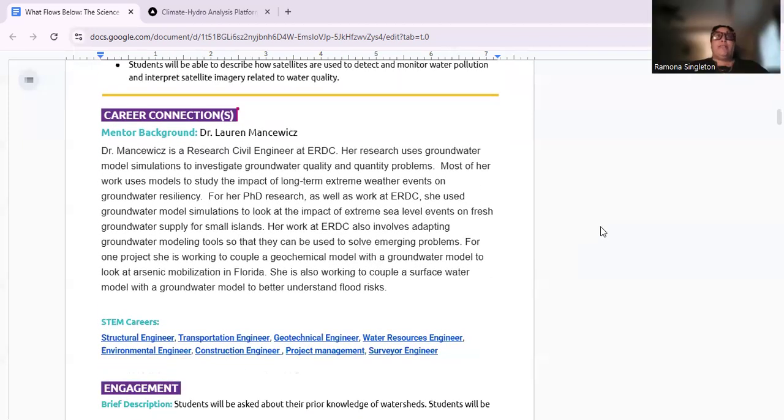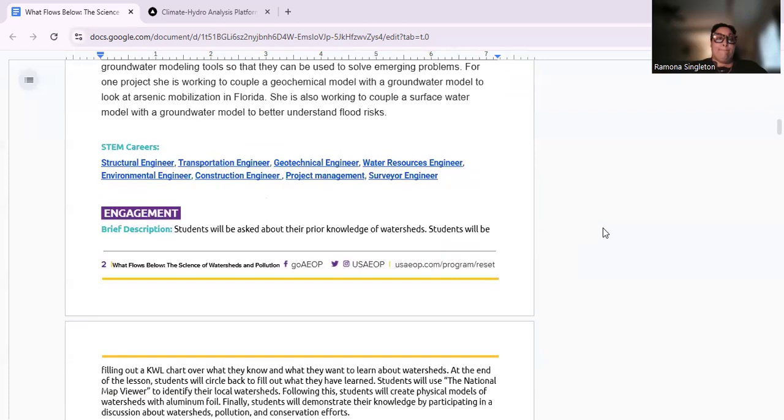My research took place at the Engineering Research and Development Center in Vicksburg, Mississippi. I worked with Dr. Lauren Mankiewicz in the Coastal and Hydraulics Laboratory. We explored the Climate Hydro Analytics platform created by Oak Ridge National Laboratory to determine water flow within a watershed.